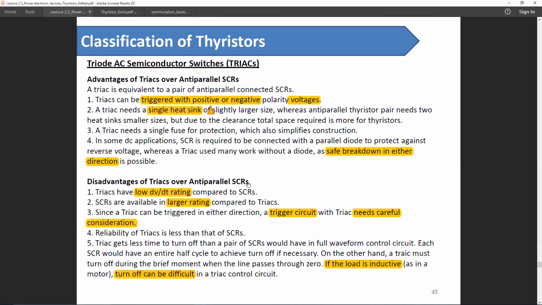And when it comes to disadvantages, sometimes this triggering can be tricky and needs careful consideration because it can be triggered by both positive or negative gate pulse. So this cheap device is used in our household applications like light dimmer circuit or fan speed control circuit. So this ends our lecture on thyristor.